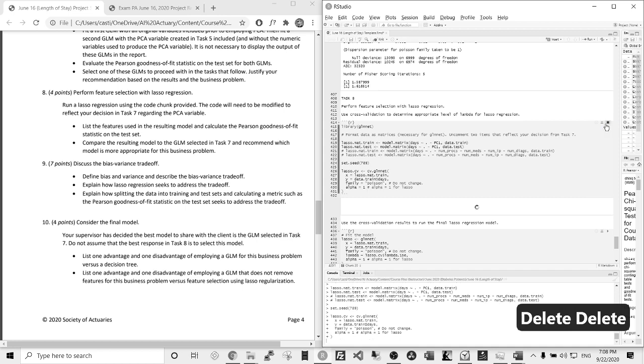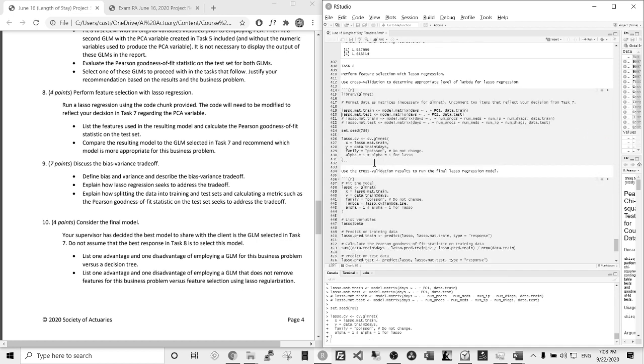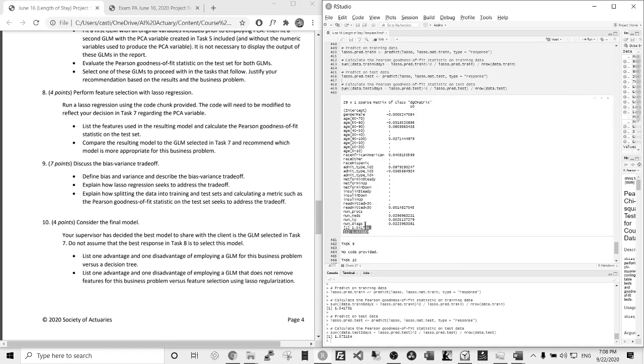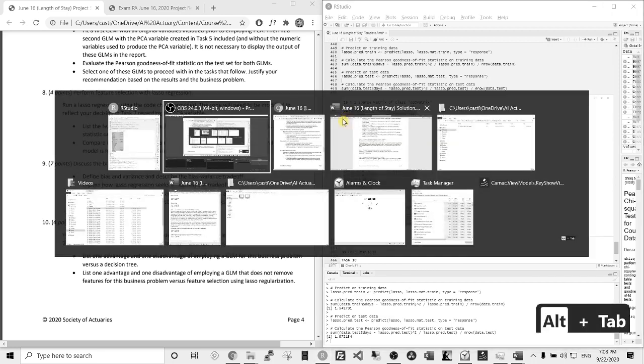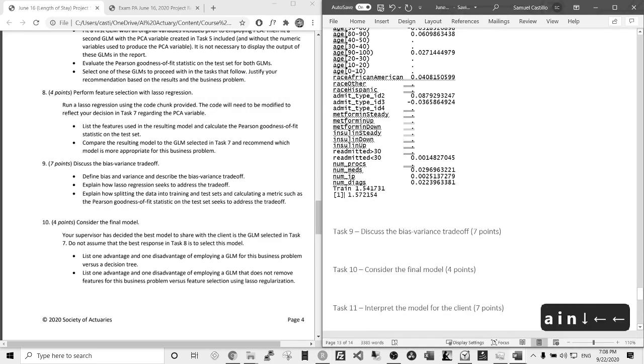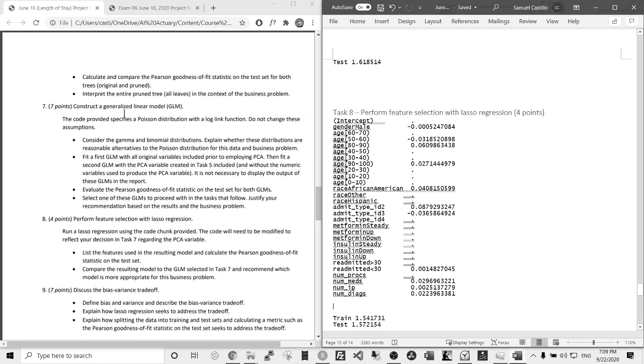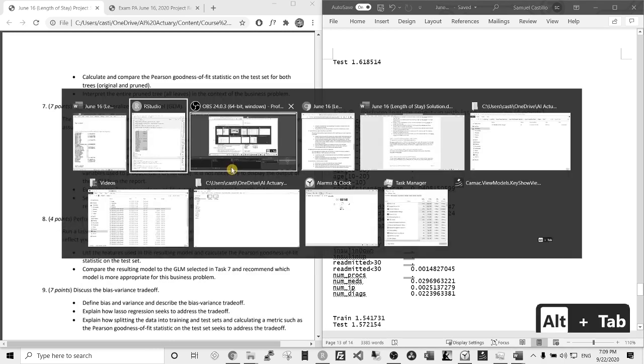Then I run this code and I get some GLMNet and then use the cross-validation results to run the final lasso regression model. And there it is. And here's the training and test error. So this is train and test. So let's compare this with the GLM. It said the GLM from Task 7. So that's this one. Okay.